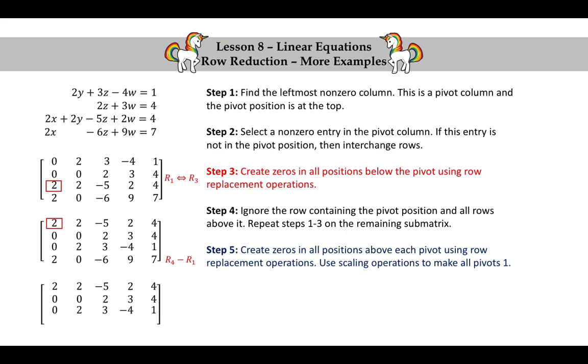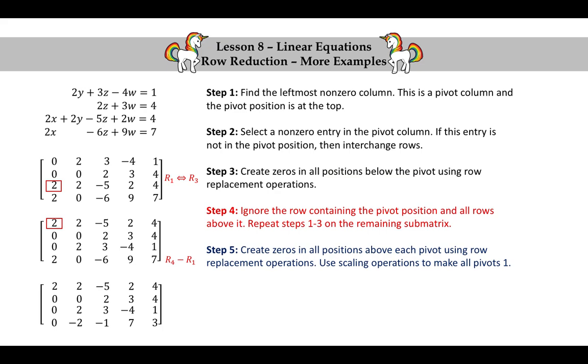Let's go ahead and rewrite the first 3 rows. We can rewrite the first row because the pivot row never changes when performing row replacement operations. And we can rewrite rows 2 and 3 because there are already zeros below the pivot. Now, let's perform the operation, row 4 minus row 1. We get 2 minus 2 is 0. 0 minus 2 is negative 2. Negative 6 minus negative 5 is negative 6 plus 5, which is negative 1. 9 minus 2 is 7. And 7 minus 4 is 3.